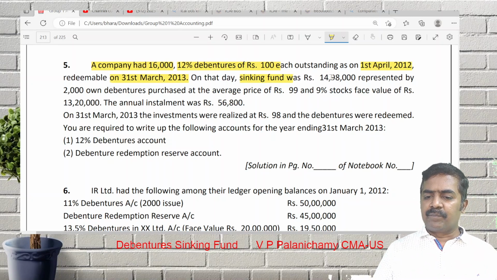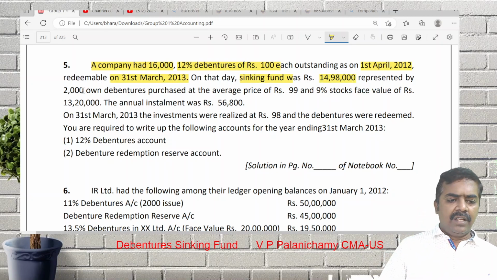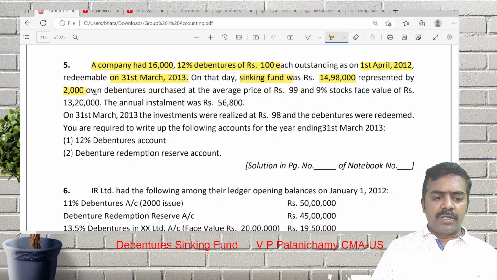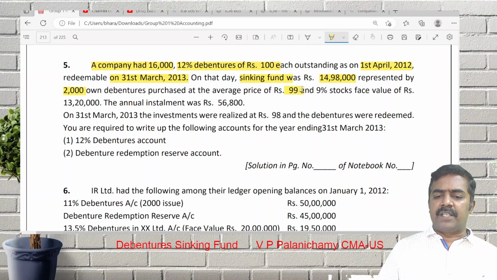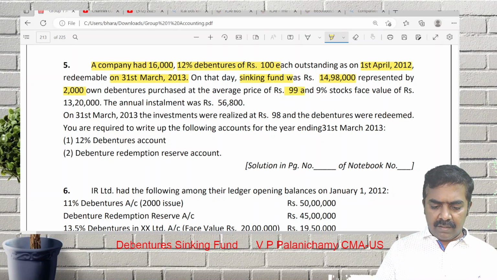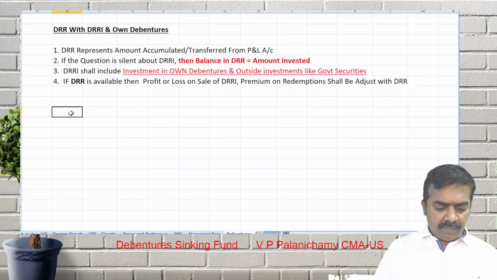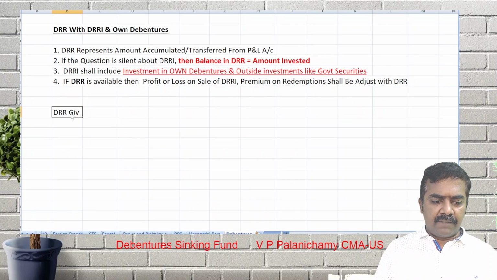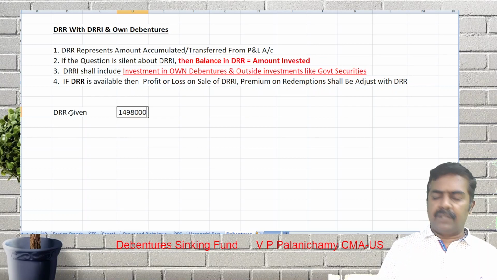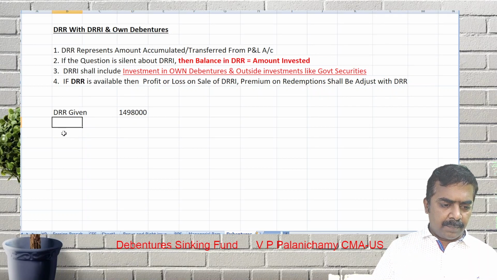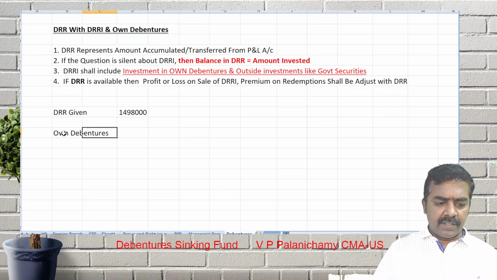How much have they given? 14,98,000, represented by 2,000 own debentures purchased at an average price of 99. Wait. What is the debenture redemption reserve given? 14,98,000. This represents owned debentures.